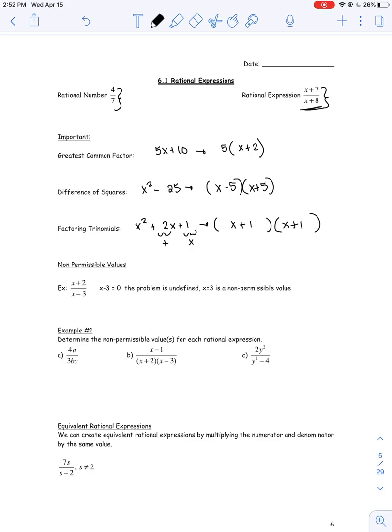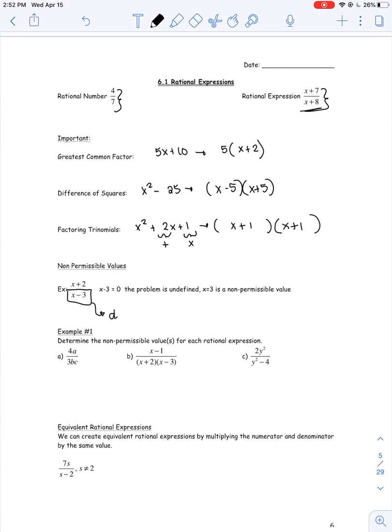So our first concept that you need to remember are non-permissible values. This will come up a lot in math 30-1. So non-permissible values come from the bottom fraction, the denominator. So this is called your denominator. What you want to do is take your denominator, make it equal to 0, and then factor it if it's possible, and then solve for x.